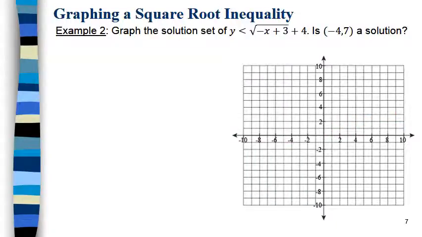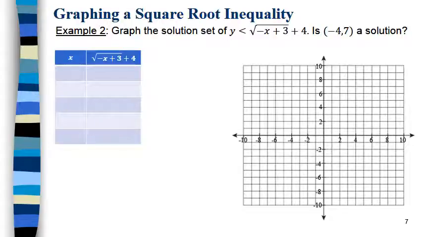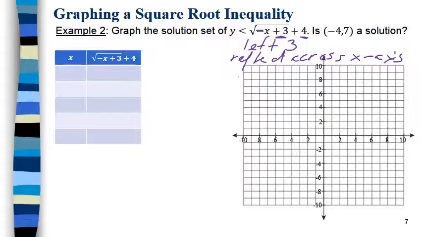Okay, so the next thing we're going to do is graph a square root inequality, and we can do this by still graphing the equation as normal. So we notice that this is plus 3, so that means we've moved left 3. B is negative, so we are reflecting across the x-axis, and plus 4 means up 4, right?